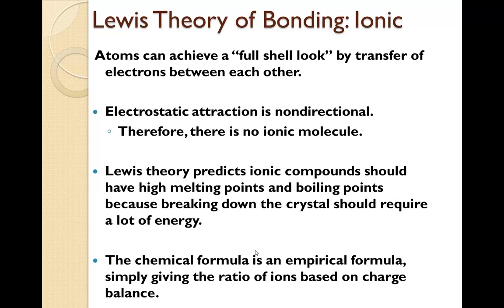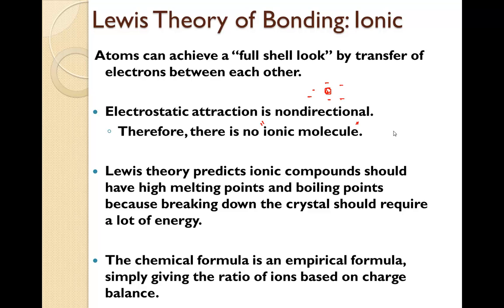Atoms can achieve the full shell look by transferring electrons from one another. The electrostatic attraction is non-directional. In other words, it's attracted in all directions. So if we have a positive, it doesn't matter where the negative is, because it's going to be attracted to it in every direction. Therefore, there is no ionic molecule, so to speak. Instead, it's a continuous crystal of repeating ions.